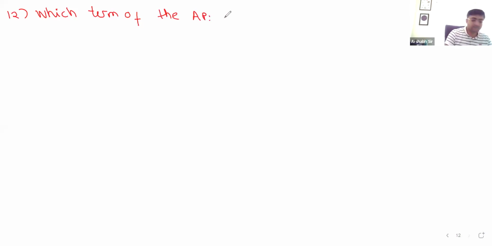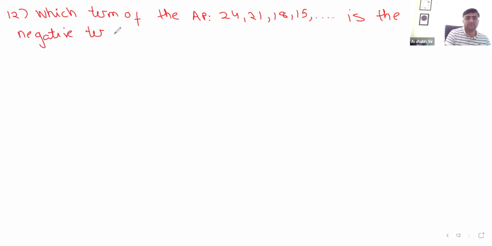So now I'll give you another question exactly like this. Let's see if you can do it. Which term of the AP 24, 21, 18, 15 is the first negative term? Try this question. See, the nth term has to be less than 0, meaning a plus n minus 1 times d should be less than 0.